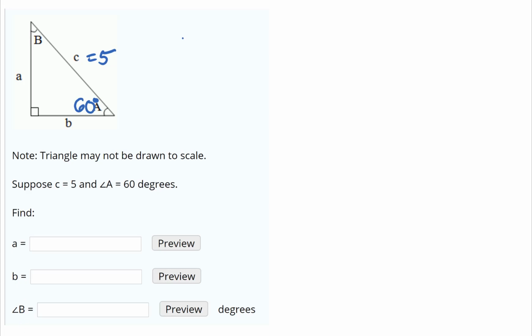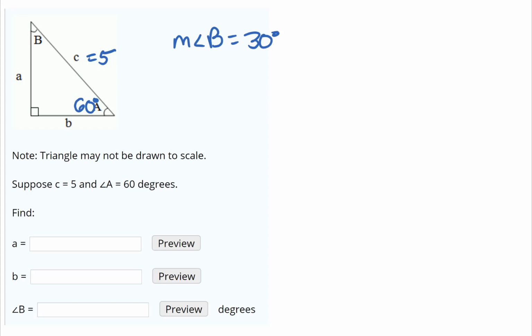Okay, I'm going to find angle B first, and the measure of angle B is going to be 30 degrees because in a right triangle, the two acute angles are complementary. They need to add to 90, and so 90 minus 60 is 30 degrees. All right, now let's go ahead and see if we can find side A.